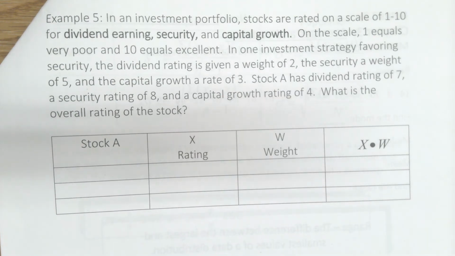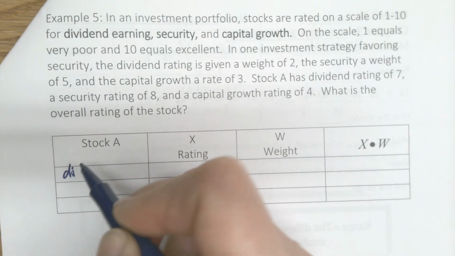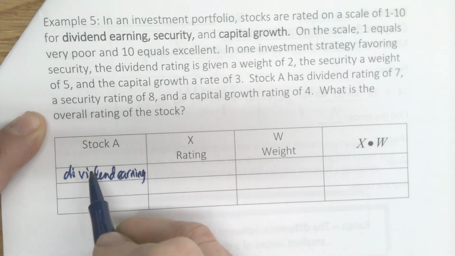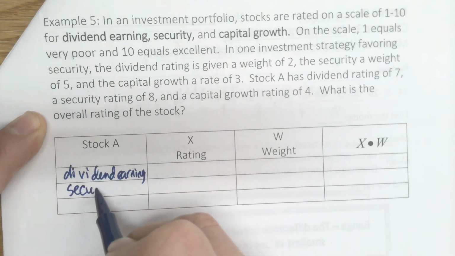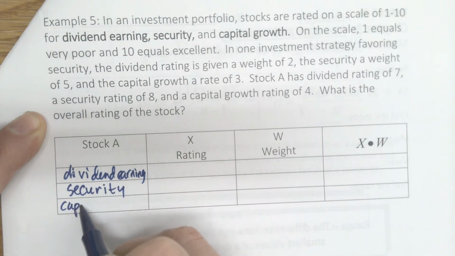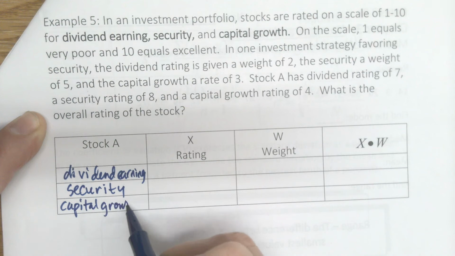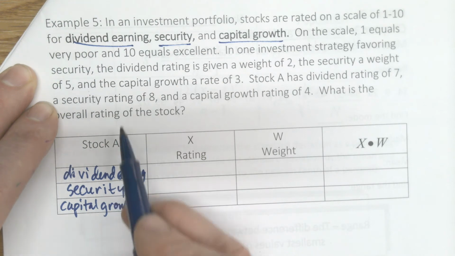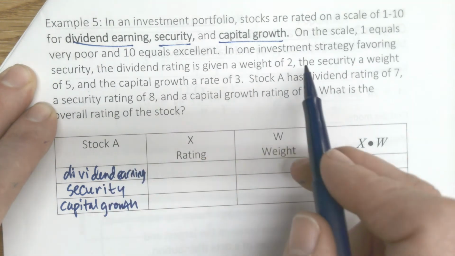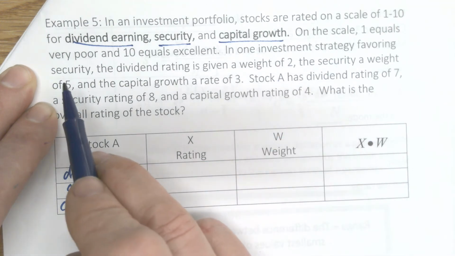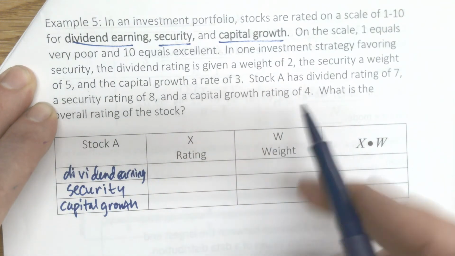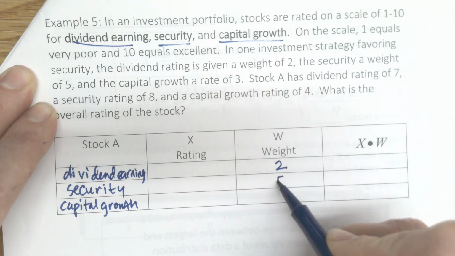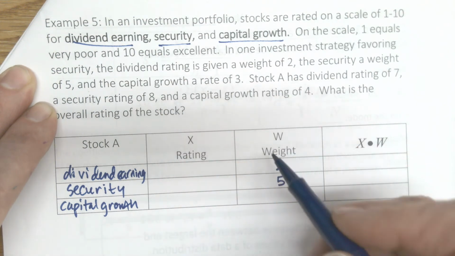So I'm going to fill this in as dividend, earnings, security, and capital growth. These are the things that I'm rating. That's what they're rating the stock on, so I'm going to look at those things in the stock. They said that the dividend rating is a weight of 2, so dividend is a weight of 2, security of 5, and capital growth of 3.